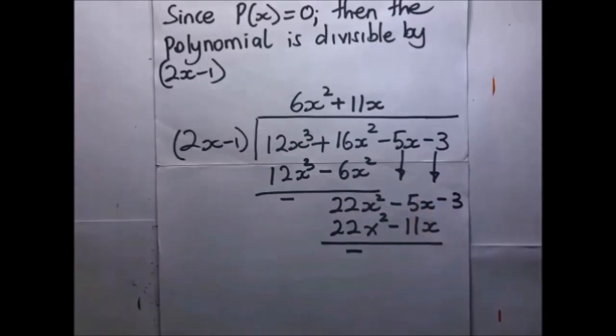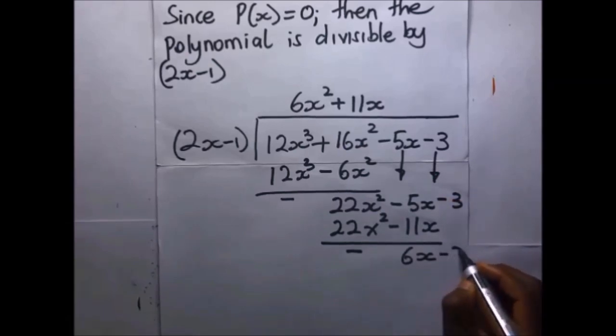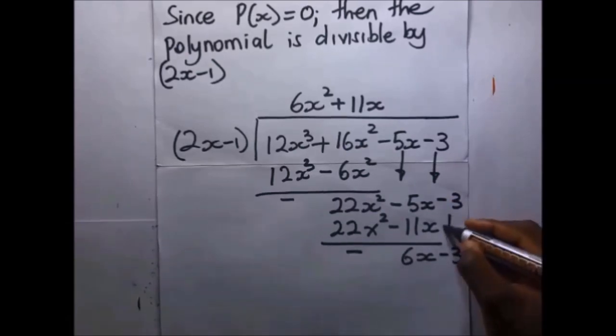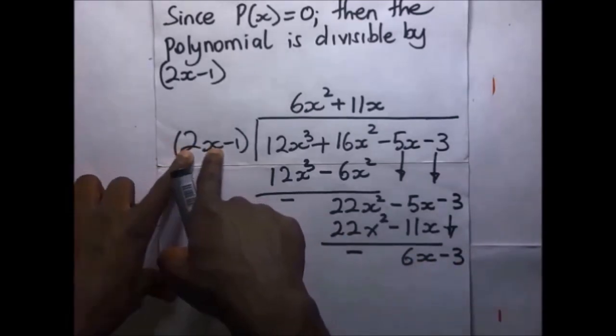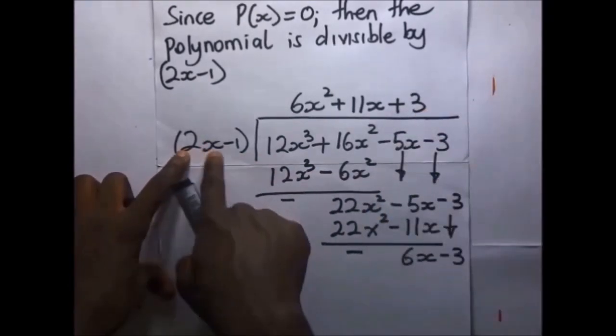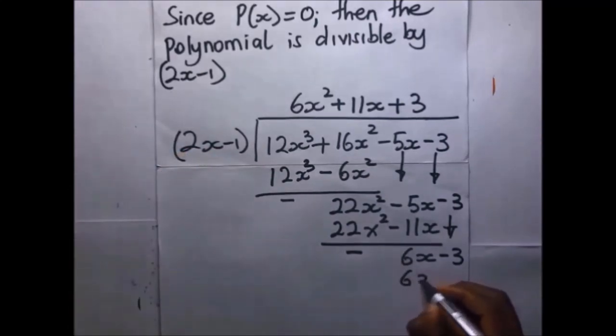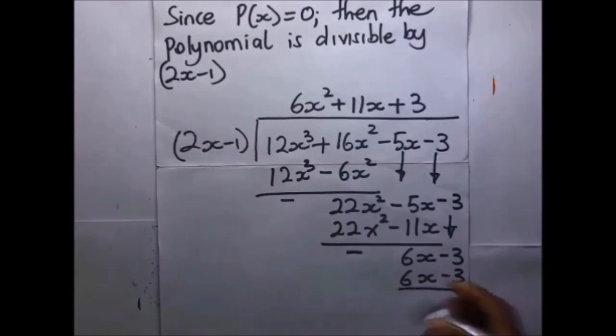Then negative 5x minus negative 11x, we shall end up with positive 6x. So remain with 6x. Then this negative 3 simply comes and joins here, minus 3. It comes down. So 6x divided by 2x will end up with 3. So here we answer it's plus 3. Now 3 times 2x is going to give us 6x. Then also 3 times negative 1 is going to give us negative 3. When we subtract this minus that, we get nothing. Negative 3 minus negative 3, we get nothing.